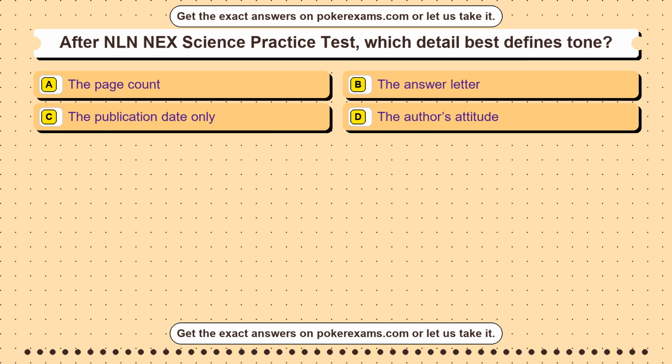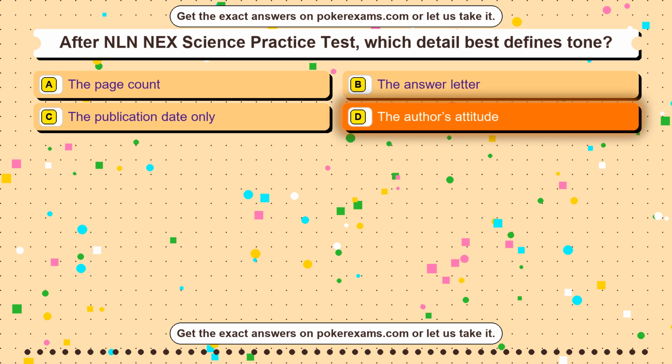Question 6. After GED-RLA practice test, which earth layer is liquid and surrounds the inner core? Option A crust. Option B mantle only. Option C lithosphere. Option D outer core. The correct answer is option D.